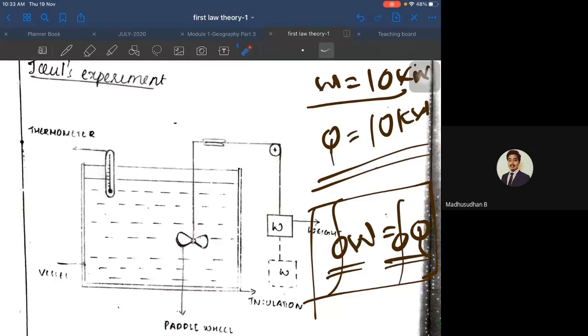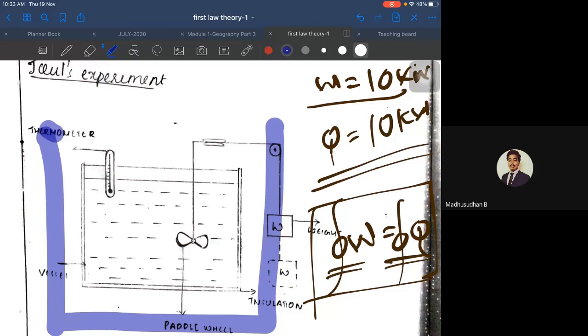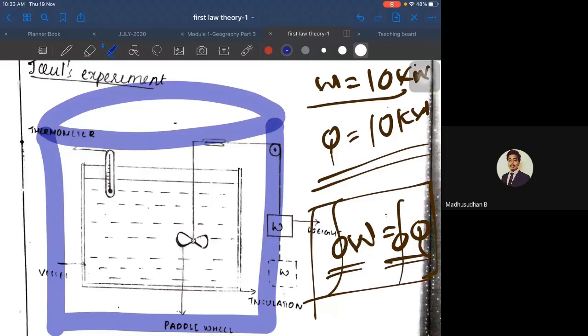Then what has he done? He has entirely dipped this into a water bath like this. He took a beaker and dipped the total system into a water bath like this.